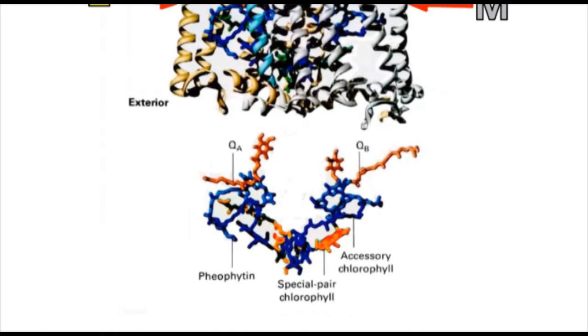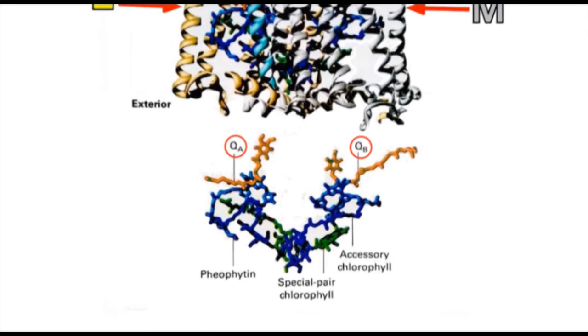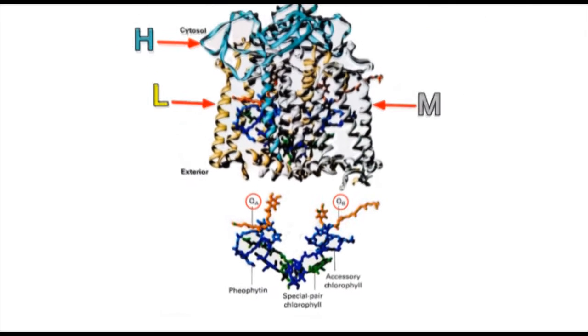The prosthetic groups include a special pair of light-absorbing bacterial chlorophyll A molecules that are equivalent to chlorophyll A molecules in plants, as well as several other pigments and two quinones, QA and QB, that are structurally similar to the mitochondrial ubiquinone.